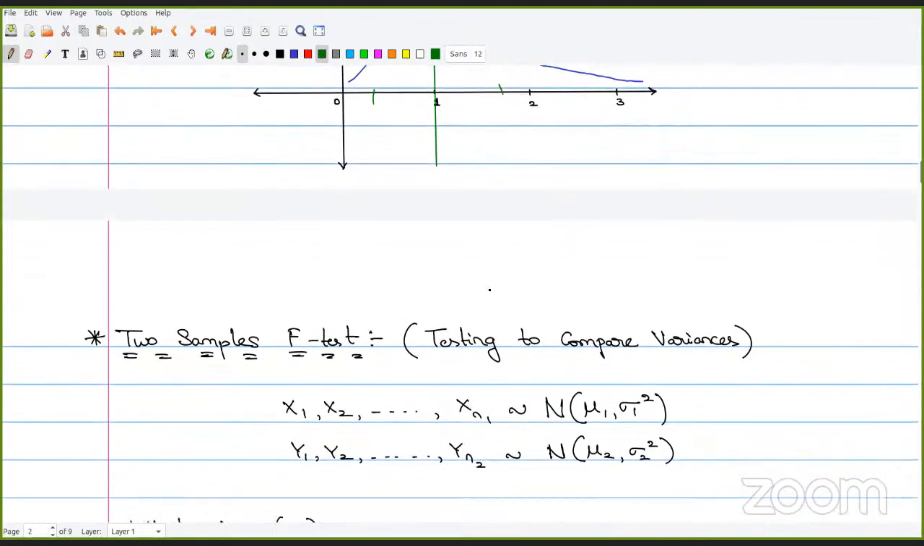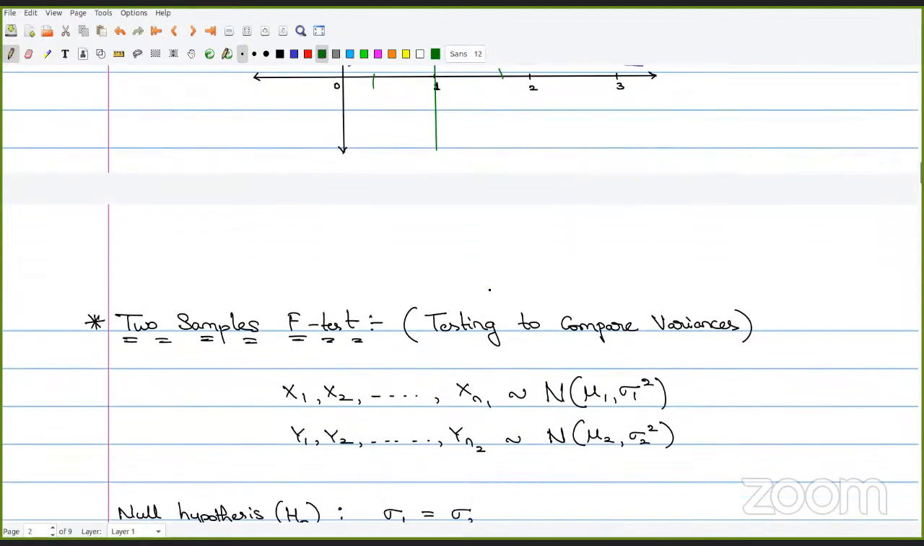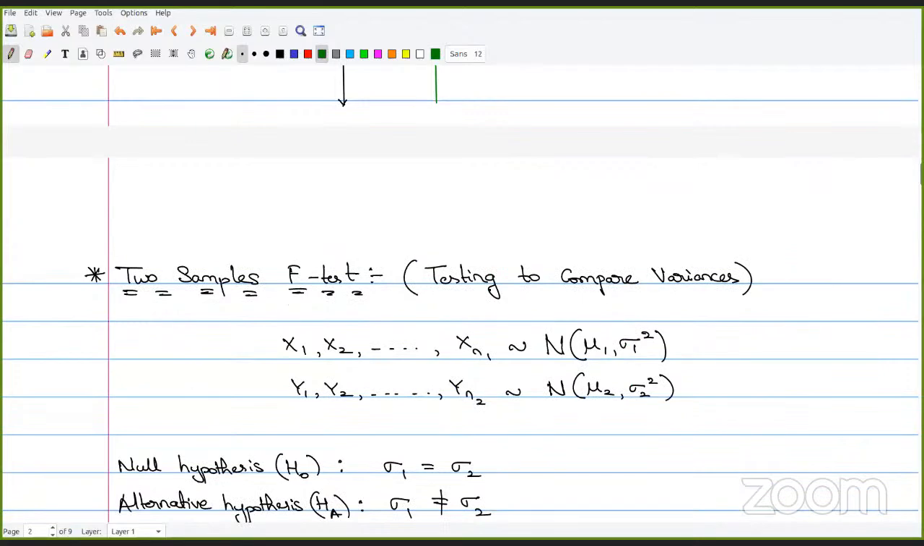So right now we have seen what F distribution is, and this F test is used to compare variances. So this is the two samples F test. You have two distributions, N1 samples from the first distribution and N2 samples from the second, you don't know the variances, and you want to compare sigma 1 and sigma 2, whether sigma 1 is equal to sigma 2 or not equal to sigma 2. That is what our testing is.